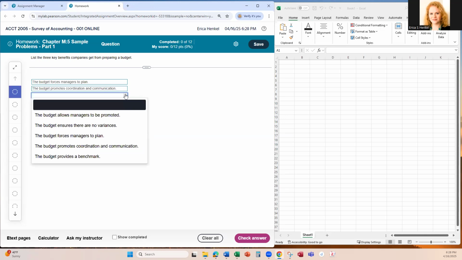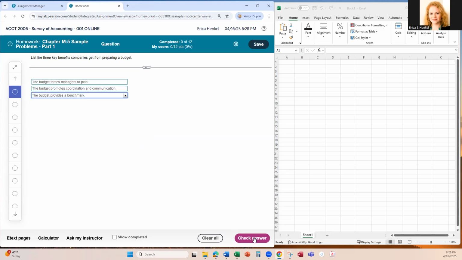And then the last one, the budget provides a benchmark, and that's also true. A benchmark is a level set where you have something to compare your expenses to, and that definitely does provide a benchmark.